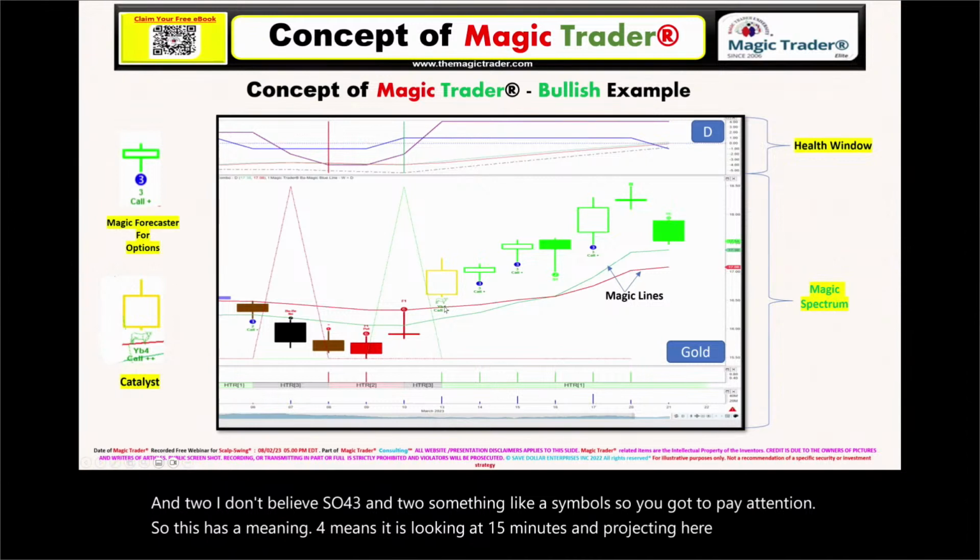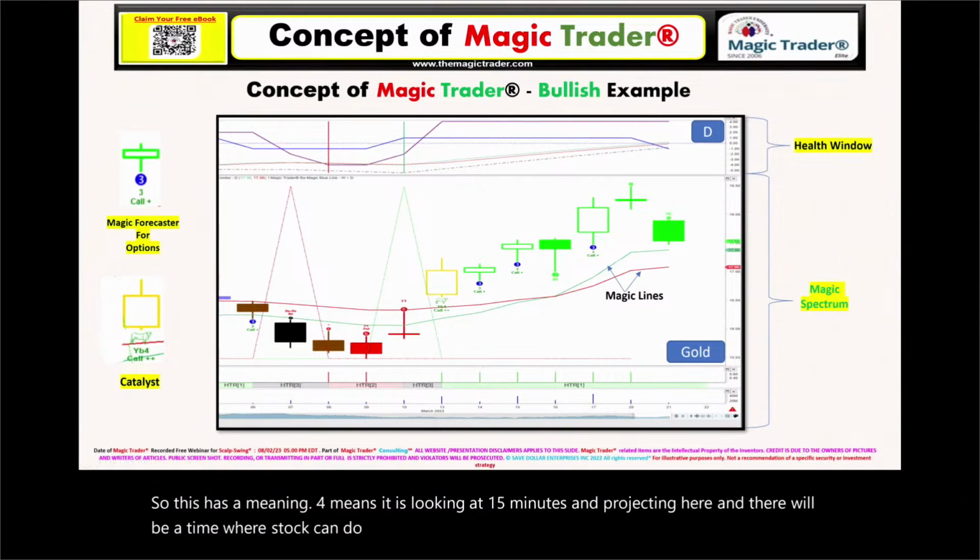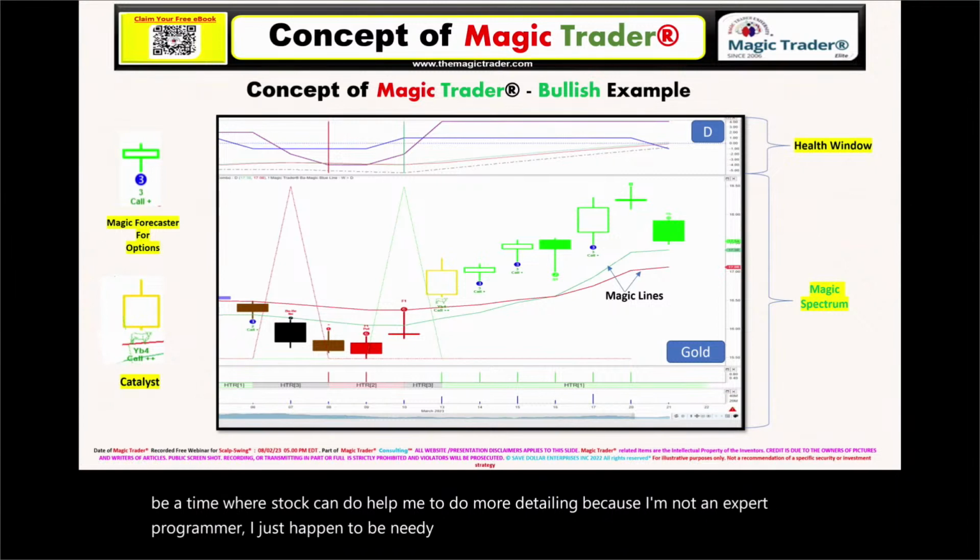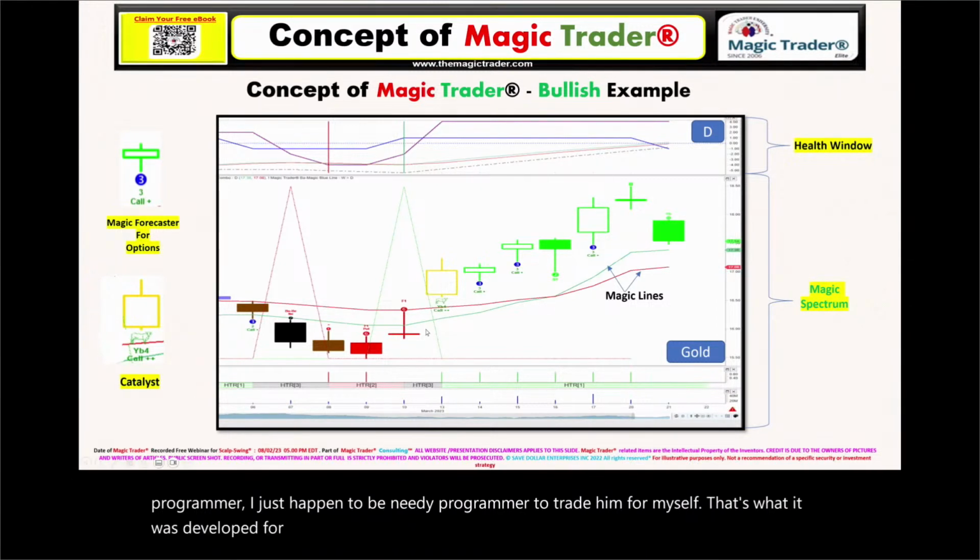And there will be a time MetaStock can help me do more detailing, because I'm not an expert programmer. I just happen to be a needy programmer, to trade for myself. That's what it was developed for, because I have several businesses, right?